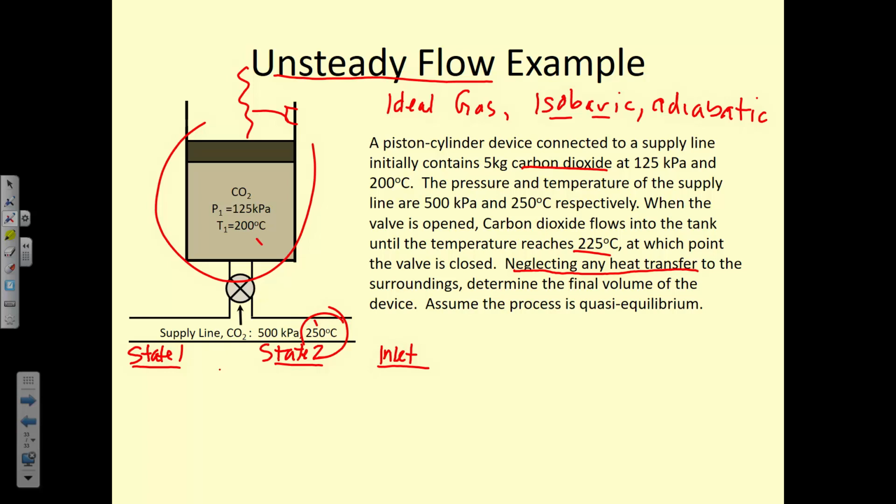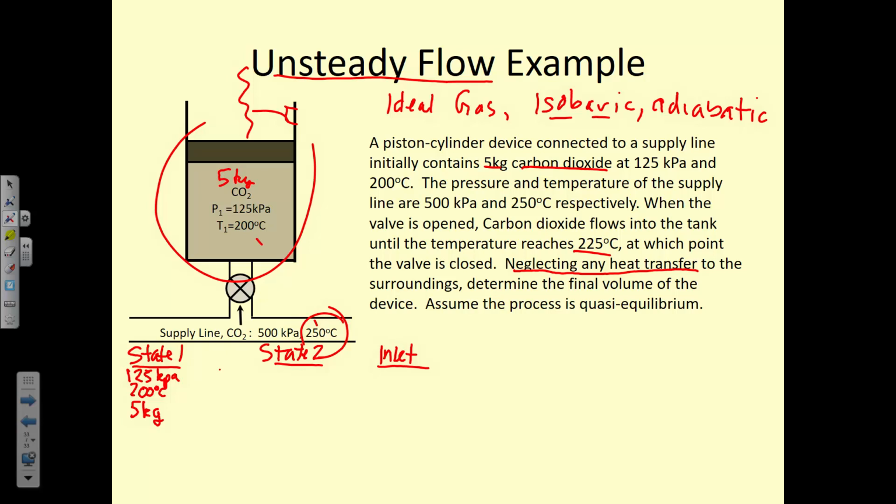So what do we know about state 1, or the initial state? Yeah, so 125 kilopascal, 200 degrees Celsius. Yeah, this is 5 kilograms. Okay, so we know the mass is 5 kilograms initially. Okay, so we know the pressure, we know the temperature, we know the mass of the initial state.